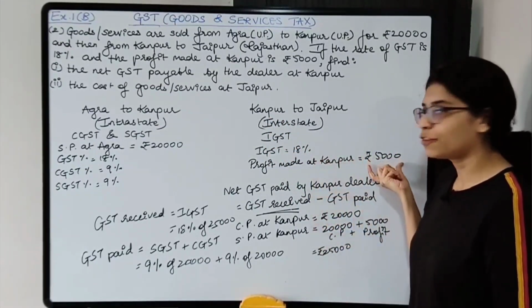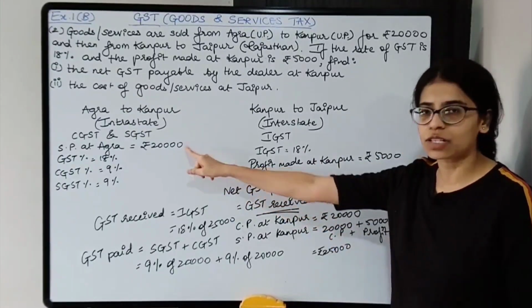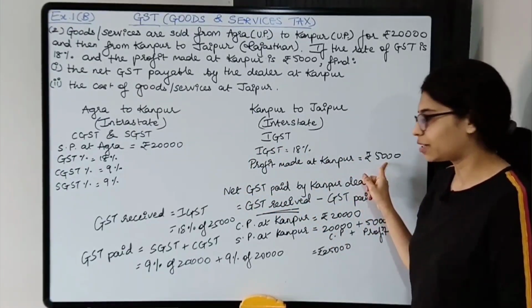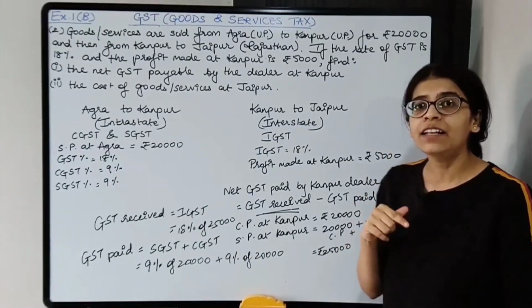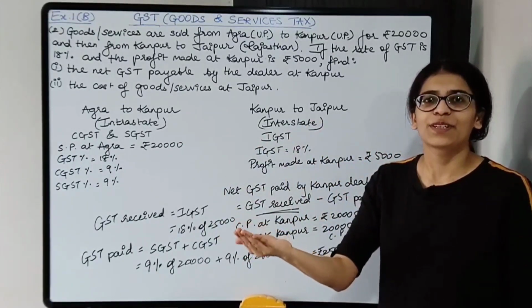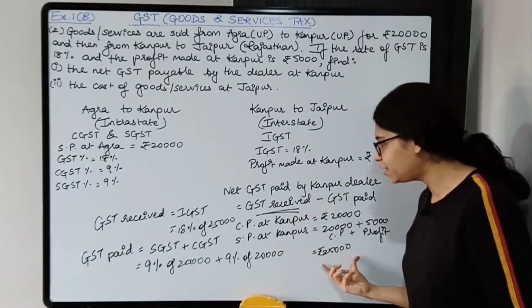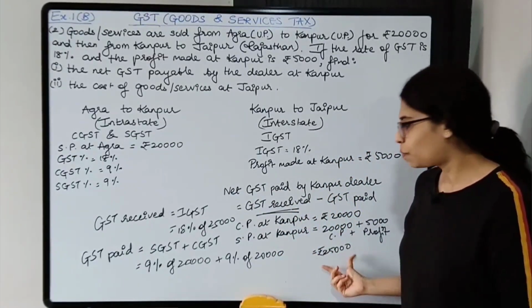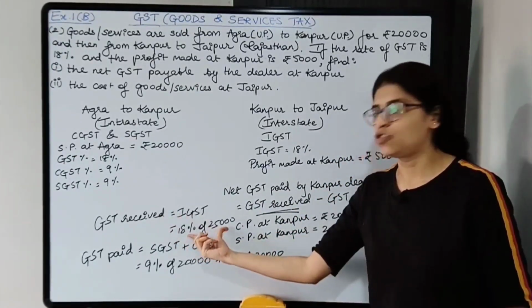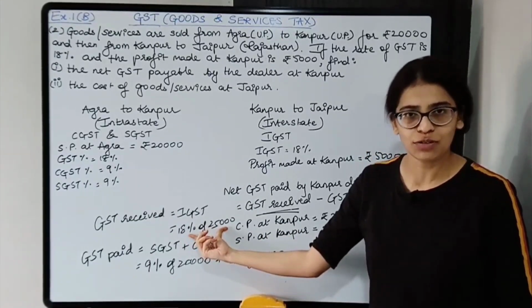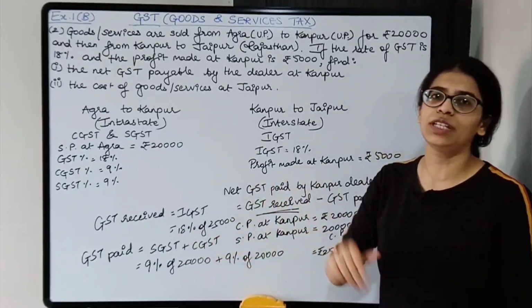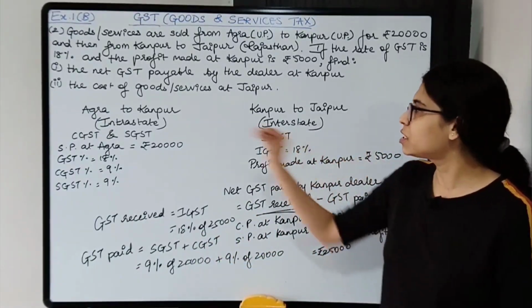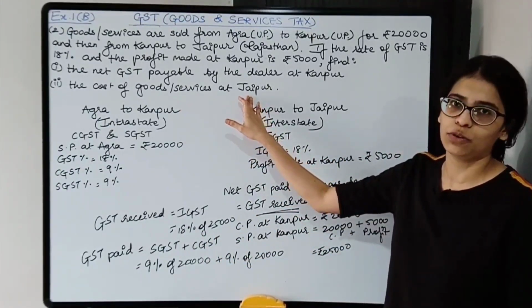Because it is keeping a profit of 5,000. 20,000 का costing था and 5,000 profit रखा है. So selling price at Kanpur is 25,000 rupees and GST extra. So that will be added to the selling price. So plus 18% GST on 25,000 rupees. So it will be 25,000 plus whatever will be the GST. So that will give you the costing of goods or services at Jaipur.